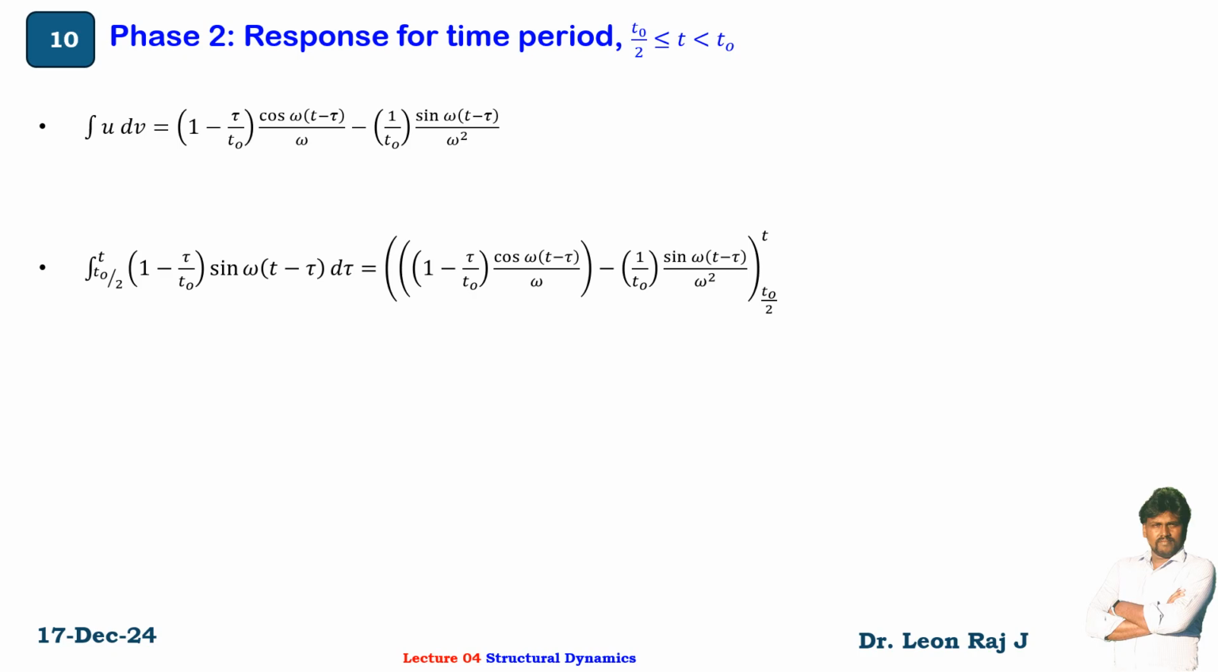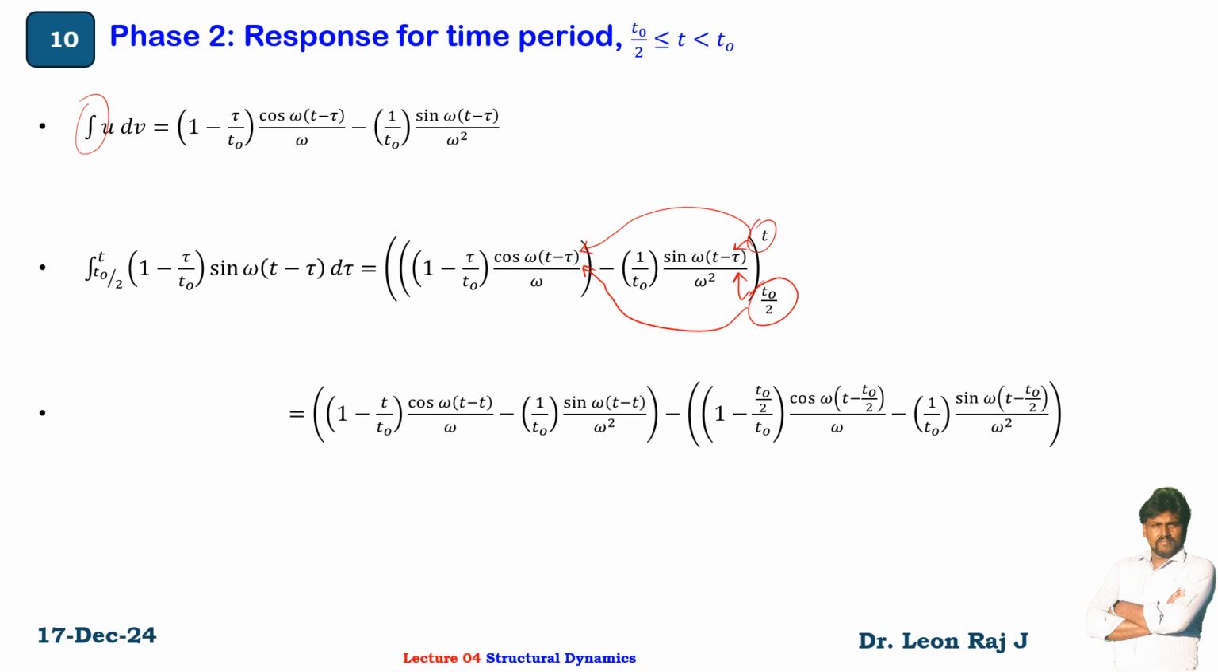Now apply the limits. It's time to apply the limits here. Your limits are t0 by 2 to t, so you have to apply these limits. Your t term needs to be applied at the points here and here, and then your t0 by 2 needs to be applied at the tau locations. So for your first term, when you apply this t, you will get 1 minus t. Here also you have 1 tau, so this needs to be applied here also.